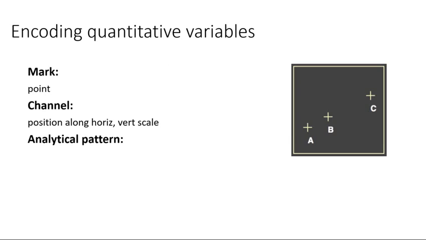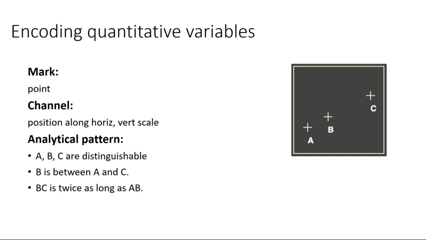What do we know from the pattern? What can we deduce from this? We know that the 3 points are distinguishable, that B falls between A and C, and that the arc from B to C is twice as long as the arc from A to B. We know things like that. That's called the analytical pattern. You know, how are we reading? What can we know from this data by looking at it like this?